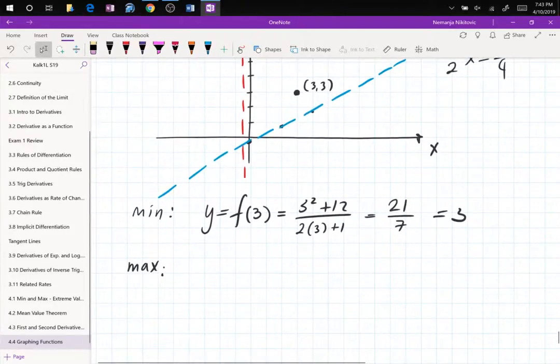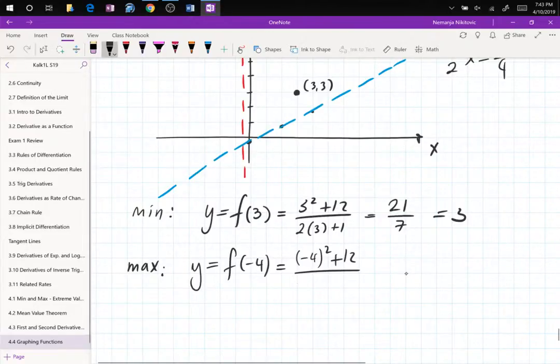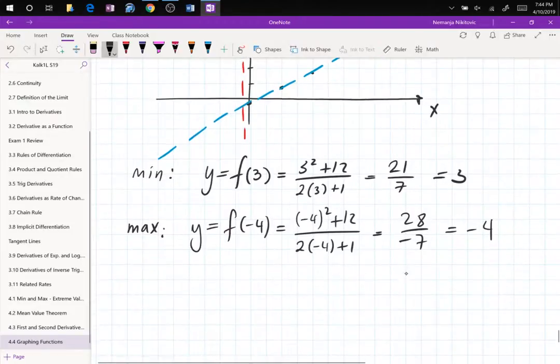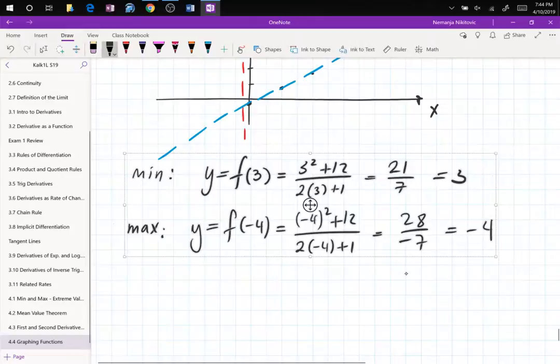I need the maximum, and that's it, right? Was that a -4? -4 squared plus 12, divided by 2 times -4 plus 1. 4 squared is 16, 28 divided by -8 plus 1, -7. It's going to be -4, is it? It is, right? No one cares at this point? All right, fine.